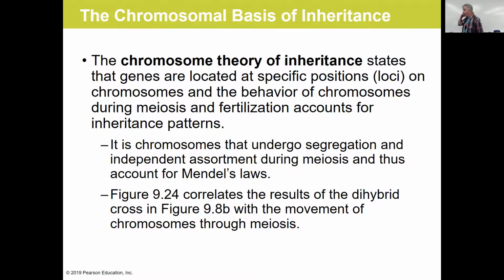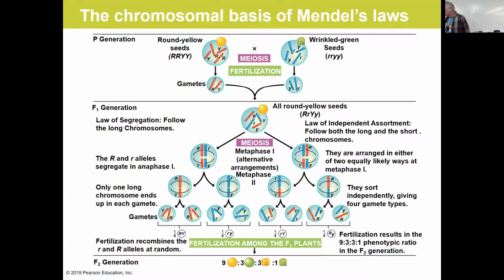So the chromosome theory of inheritance states that genes are located at specific positions, loci, on our chromosomes, and the behavior of chromosomes during meiosis and fertilization accounts for inheritance patterns. These chromosomes undergo segregation and independent assortment through meiosis. So figure 9.24 correlates the results of the dihybrid cross in figure 9.8b with the movement of chromosomes through meiosis. Okay, and this, like I said, looks really complicated. This is what we were talking about before. I think I already explained this.